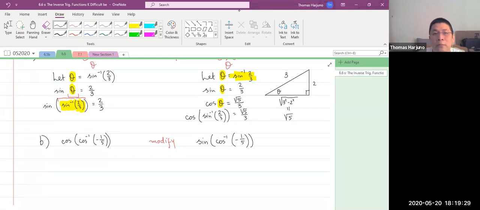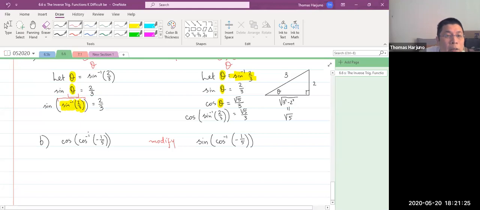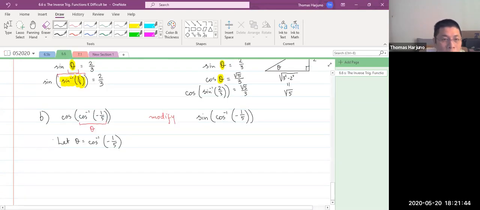Maybe 2 minutes. Do the first one first, the one I don't modify. So I will call this now, I will call this theta. Okay. So let theta be cosine inverse of -1/5. Cosine theta, therefore, is -1/5. Is that right?